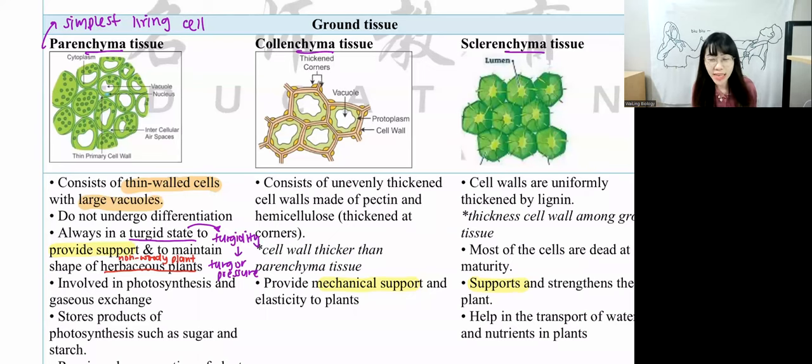Ground tissue, the other ground tissue, we have collenchyma tissue. Collenchyma tissue, the special thing is they have unevenly thickened cell wall at the side. Can you see? There's a corner over here. Unevenly thickened cell wall, they are made of pectin and hemicellulose. Hemicellulose is the reason why they are thickened at the side. They are also able to provide support to the plants.